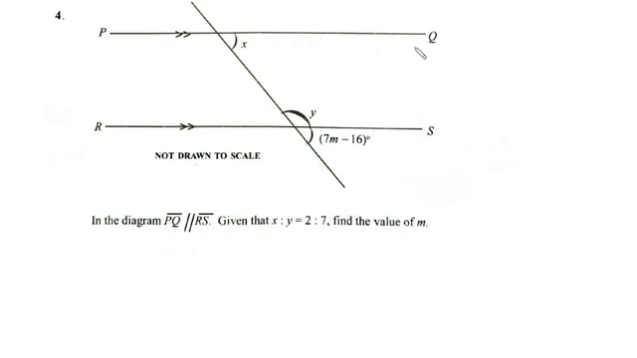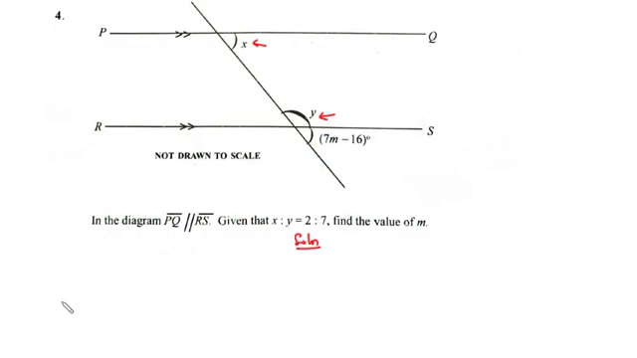So we have two lines PQ and RS which are parallel to each other, and then we have a transversal, a line cutting through these two parallel lines. How do we find the value of m? The first thing we need to realize from this diagram is that these two angles, x and y, are co-interior angles. And for co-interior angles, one property is that they add up to 180 degrees. So co-interior angles add up to 180 degrees.